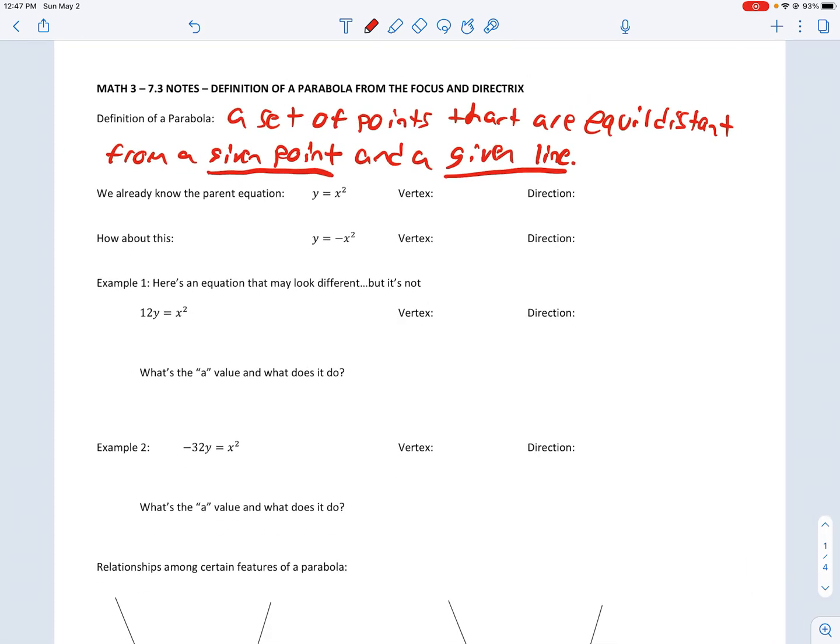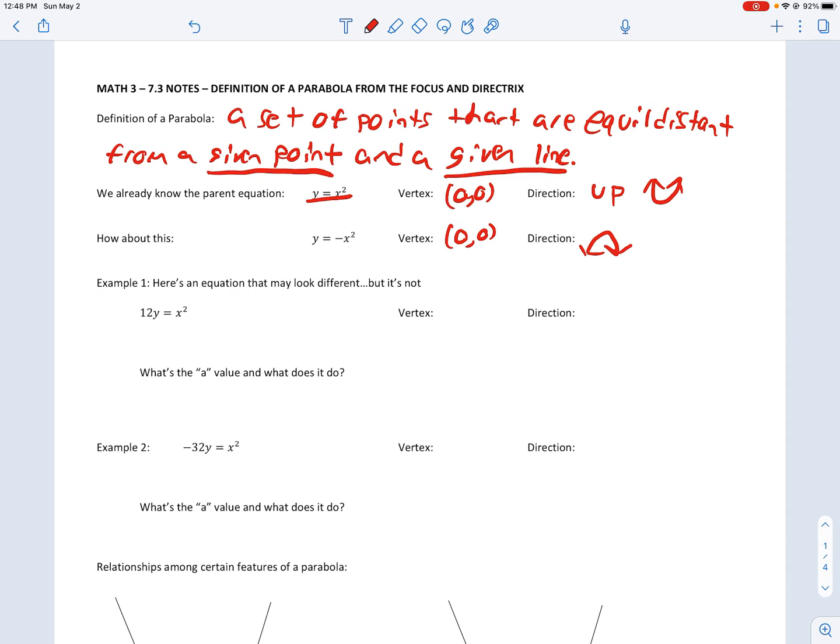So, just some little review. We already know that the parent equation is y equals x squared. We know the vertex, the key point, is (0, 0). The direction is up, so it looks like this. Okay, well, what about y equals negative x squared? The vertex is still the origin (0, 0), but the direction is now down. We've seen those in our previous units. We did a lot of that in our first unit. You did some of this last year in Math 2.